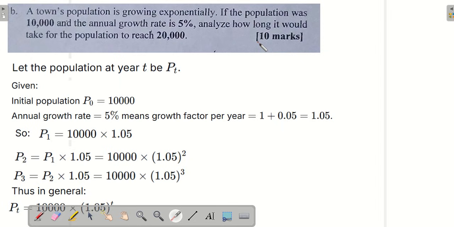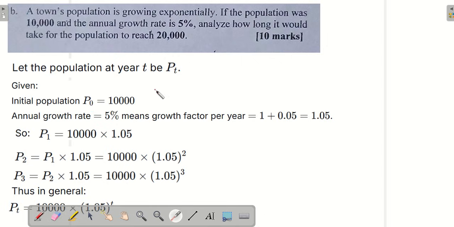Now let's go to B. A town's population is growing exponentially. If the population was 10,000 and the annual growth rate is 5%, analyze how long it would take for the population to double. I said double because 20,000 is just the double of 10,000. Alright. Let the population at year T be P_T. So when you see P sub T, it means the population. Now, given the initial population, so P0.